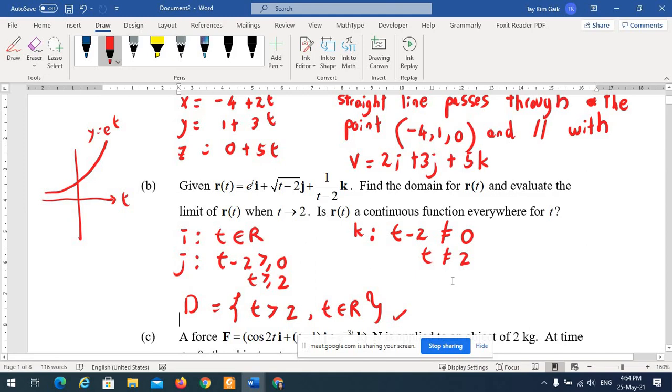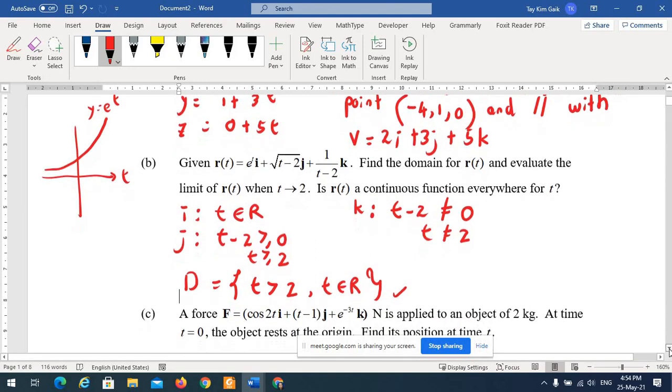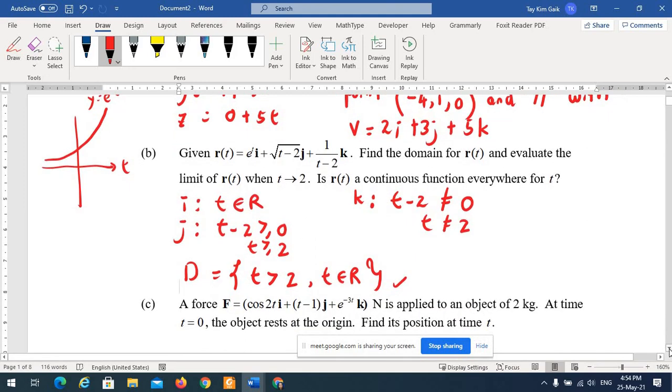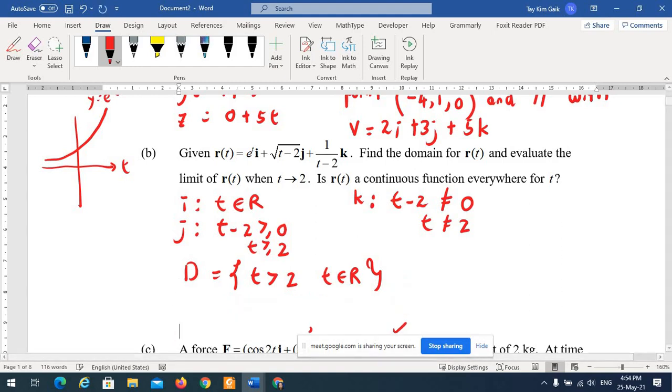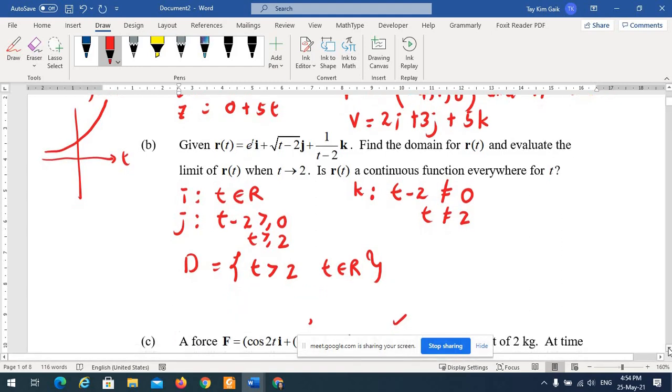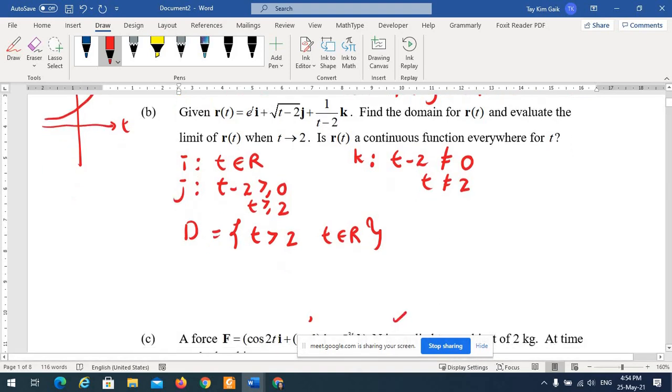And then now when I call, I only called two questions and noticed that you all cannot answer at all. So the answer is t greater than 2, when t is a member of the real numbers. Okay, so this is the domain.